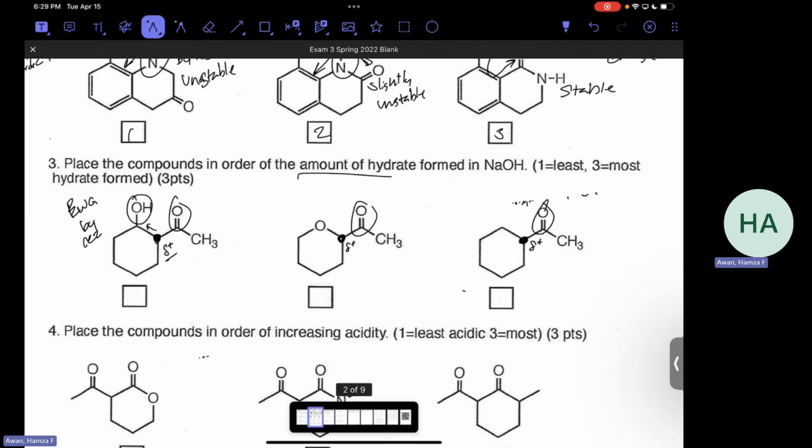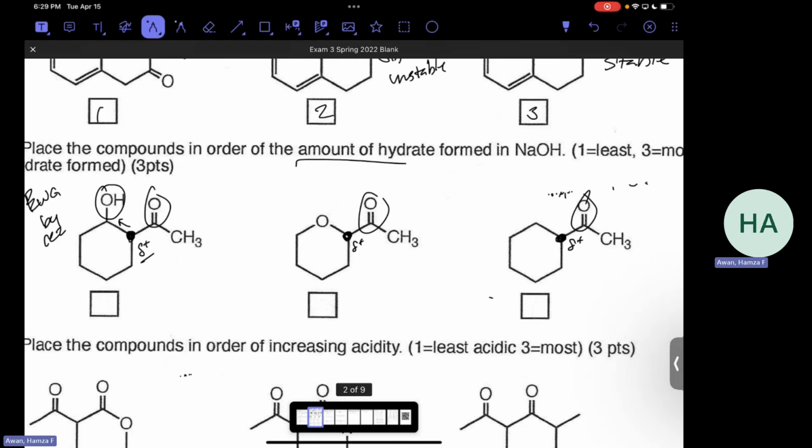Essentially, what this is asking is which one is going to react the best, right? And the one that's going to react the best is going to be the most unstable, right? The most unstable is going to have the highest partially positive charge, right? So this oxygen, this ether, is going to be an electron withdrawing group or donating group, sorry. So this is an electron donating group.